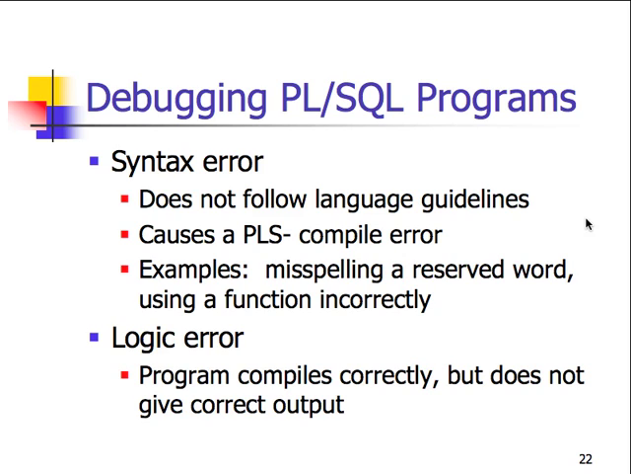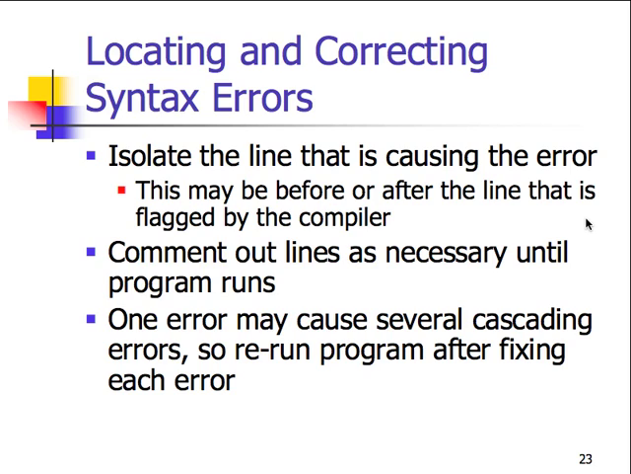We also might have logical errors, or logic errors, where the program compiles correctly, but it doesn't give the correct output, either because you've used the wrong field, or you've got something not set appropriately. So locating and correcting syntax errors. We can isolate the line that's causing the error. We can put comments in there to help debug it. The error might actually happen before or after the line that's flagged by the compiler. We can comment out lines to see if the problem goes away, if the program does run.